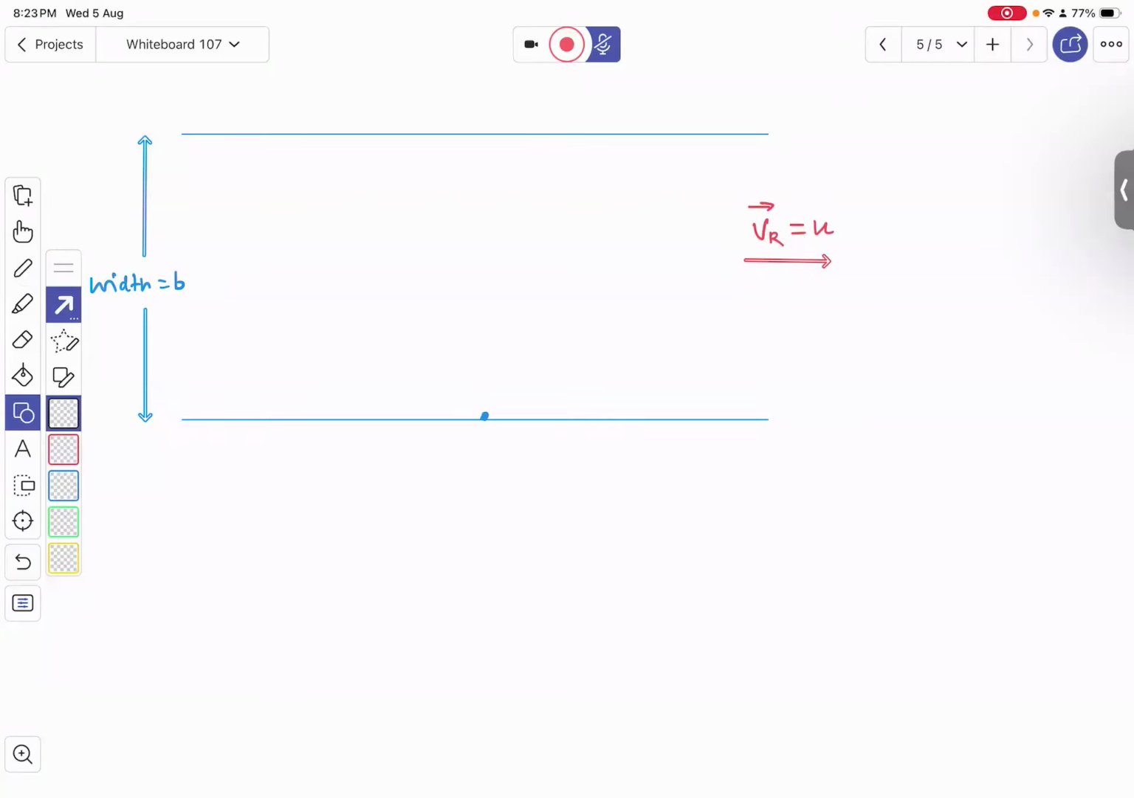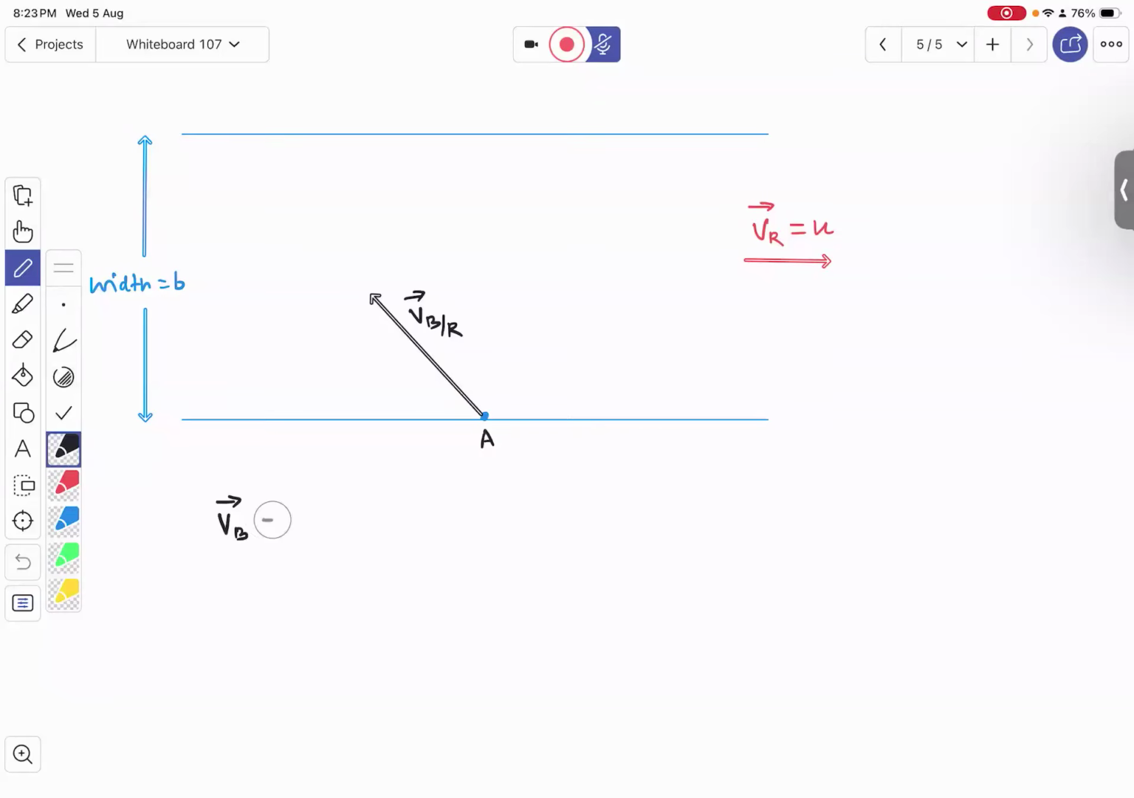The boat starts to move from this point, maybe I call it A, and the velocity of the boat with respect to the river is this way. It means the boatman is trying to steer his boat in this direction. What we want to know is the velocity of the boat with respect to the ground frame, to know how much the boat will end up traveling as observed from the ground frame. For that, we have to add the vectors VBR and VR.